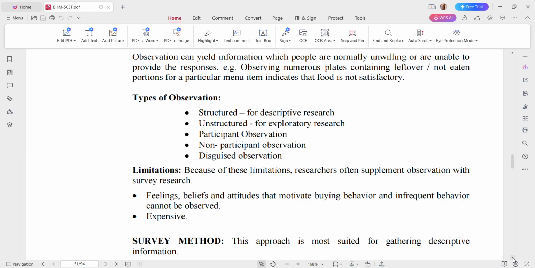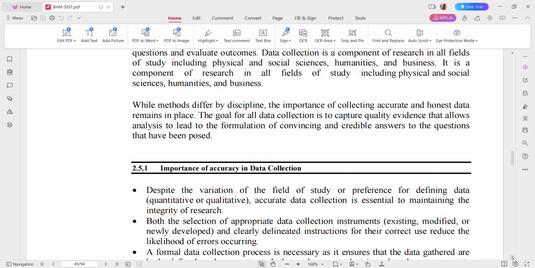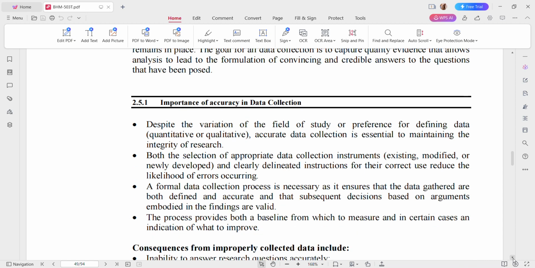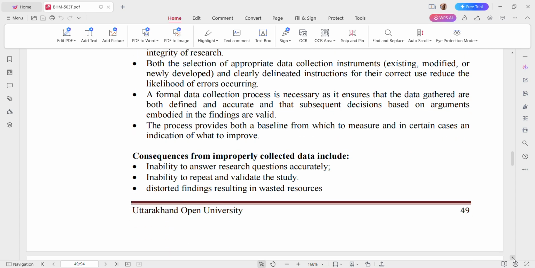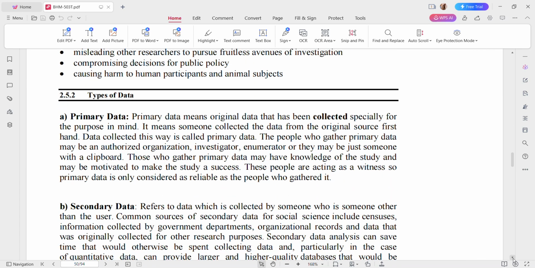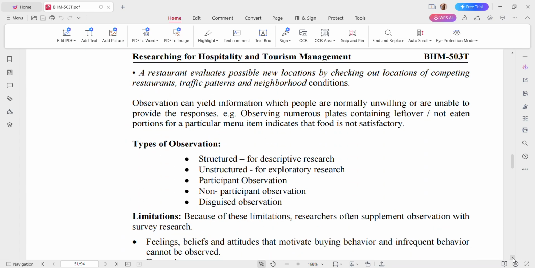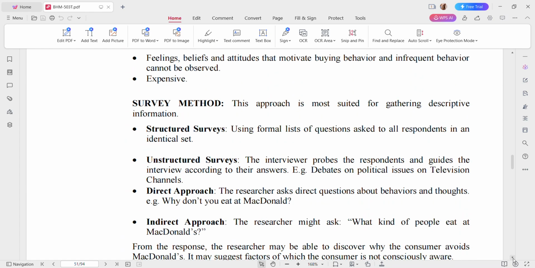Now, feelings, beliefs, and attitudes that motivate buying behavior and infrequent behavior cannot be observed, and it's expensive. Yun yung observation. Expensive siya. Kasi kailangan mo talaga mag-invest, no? Okay. Next. Proceed tayo. We have here the different survey, no?